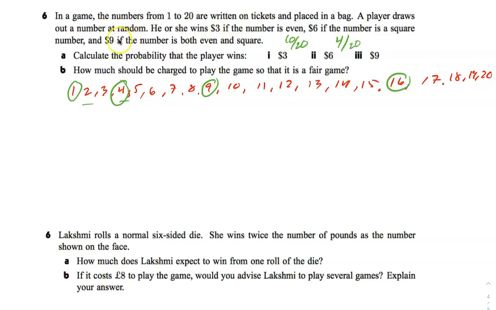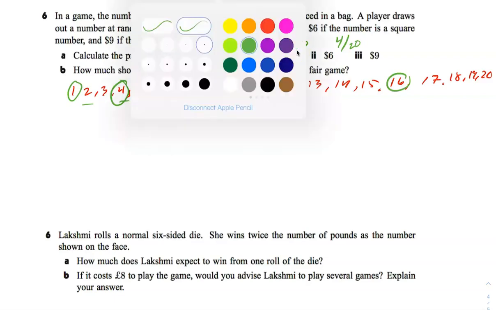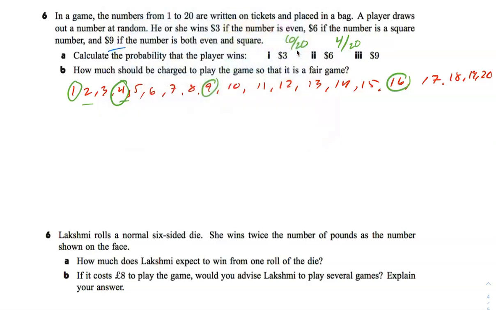And then finally, if the number is both even and squared. So there's going to be some overlap. So I think I did this wrong. I think it's kind of work backwards actually. So $9 if it's both even and squared. So even square numbers are 4 and 16. So there's 2 of those out of the 20. Now, if I add all these up, I'll get 16 out of 20. That doesn't seem right. That's way too much.